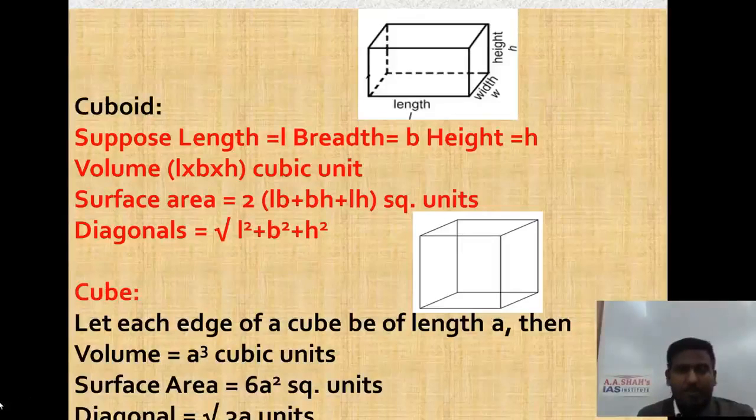Now, the most important property is the diagonal. The diagonal of the cube is equal to root 3 into A. Means when you multiply root 3 with the side length of the cube, you get the length of its diagonal.